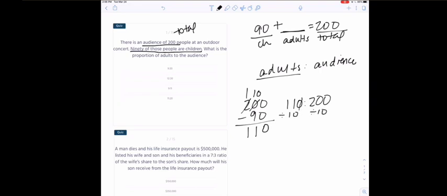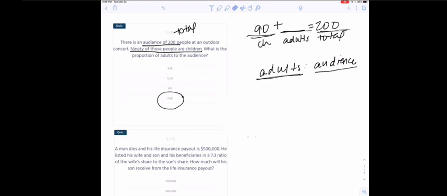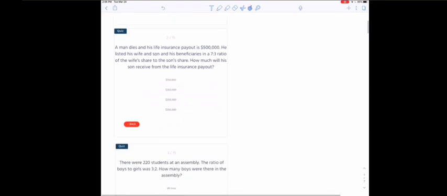First, let's divide by 10 to get rid of a 0. 11 to 20. Can we divide it by anything else? No, that's its simplest form, and that is our answer. So this was just practice in writing a ratio, okay? And understanding that part plus part equals total. Now let's get into the real nitty-gritty of ratios. This is a tough question, so we're going to go step by step.